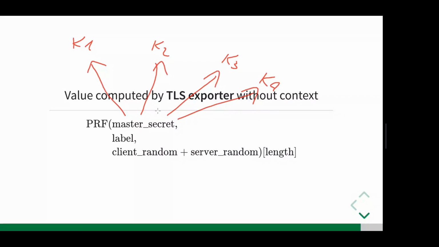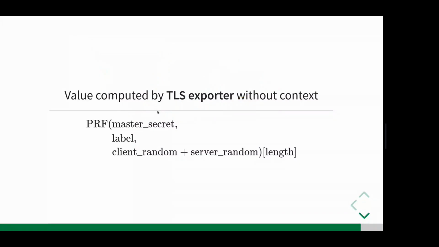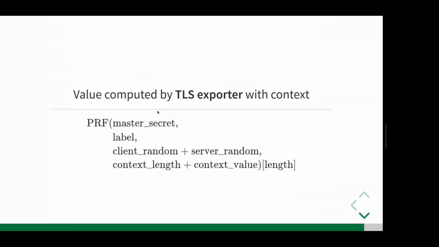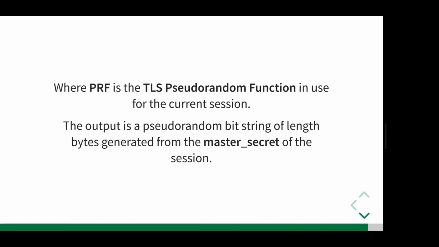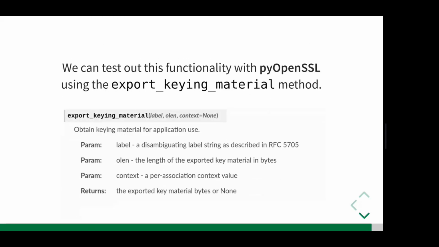And this is another mechanism to create another key, which is not used by TLS internally, but which is used by an external application. And there are two different ways of using it, without context or with context. And here the PRF is the pseudo-random function, which is the same one used in the TLS session. So if it is SHA, you use SHA, or otherwise.